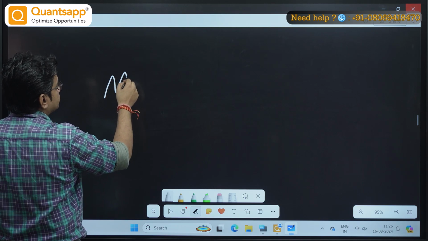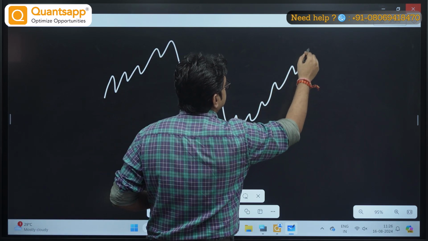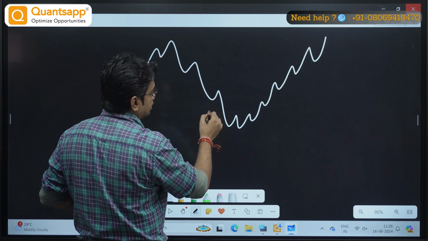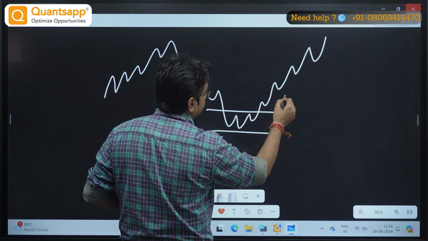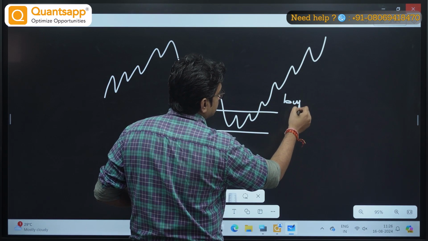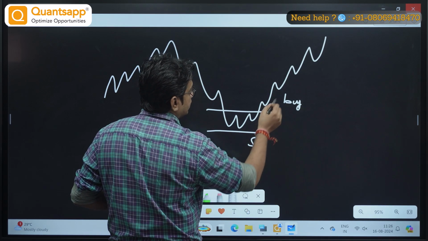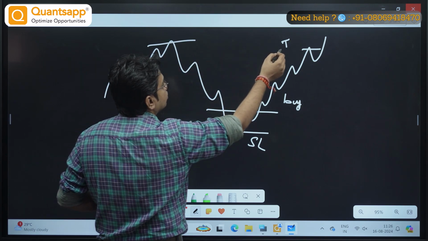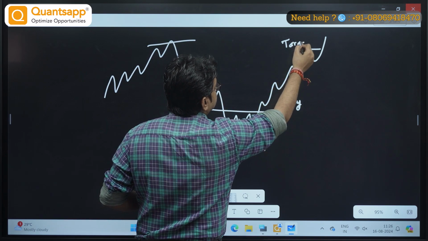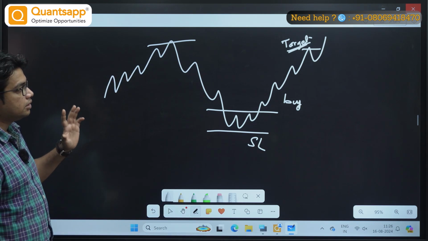So let the stock be moving like this, then again it is moving like this. Let's just say here is the pattern. If I'm taking the trade over here, a buy trade, then according to this pattern I can place my SL over here and my target over here, because this is the latest swing. According to that I will place my target over here. So it is based on the chart patterns.